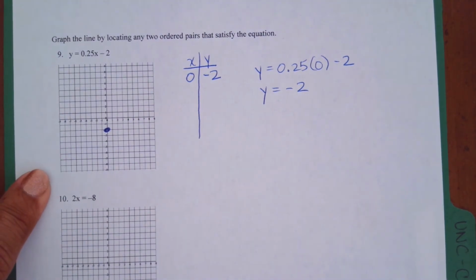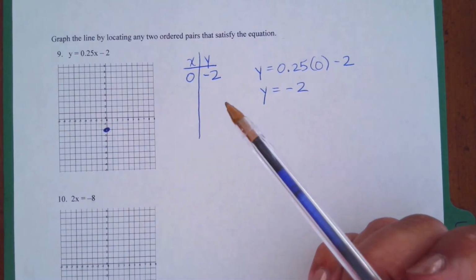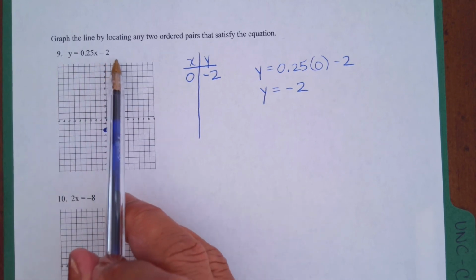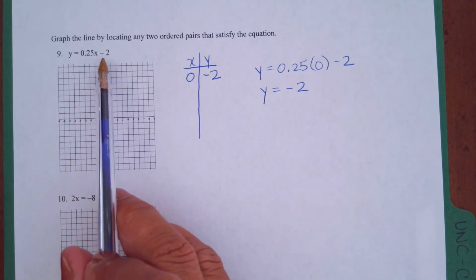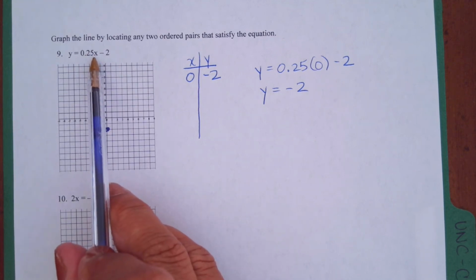Okay, that is the y-intercept. Now, do you want to pick y equals 0? Well, you could, but since this problem is solved for y, I really don't want to pick that because that's too much work, I think. I just want to pick another number for x.